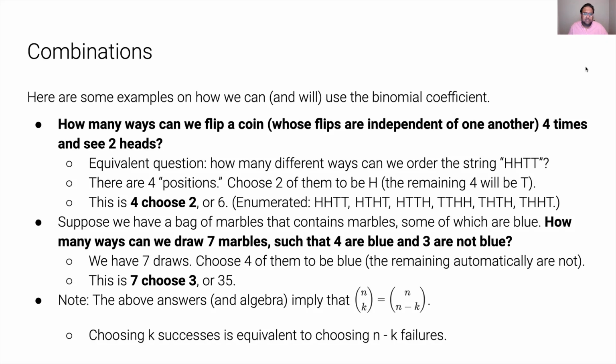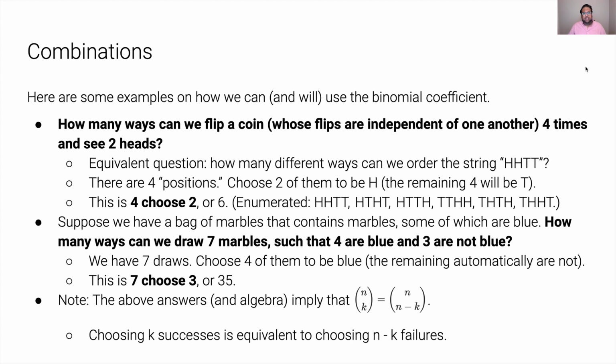Let's look at some examples of how we can use the binomial coefficient. So for instance, suppose we want to determine the number of ways we can flip a coin whose flips are independent of one another 4 times and see 2 heads. It might not be immediately obvious how we can use the binomial coefficient to answer this, but another way of thinking about this is how many different ways can we order the string HHTT, where H's correspond to heads and T's correspond to tails. Each ordering of this string corresponds to a sequence of 4 coin flips.